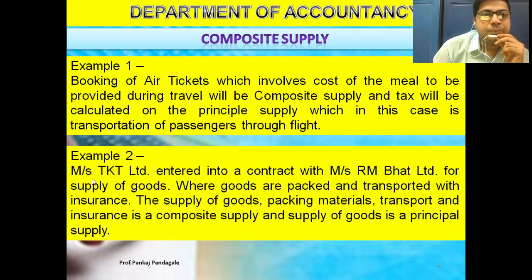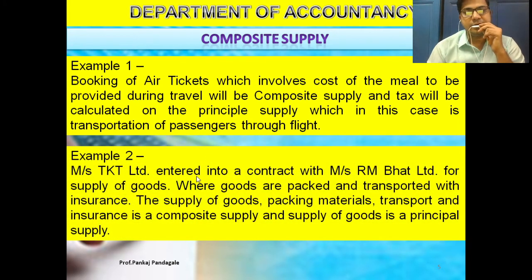Second example: Messrs. TKT Limited entered into a contract with Messrs. RM Bhatt Limited for supply of goods, where goods are packed and transported with insurance. Again, a similar type of example: supply of goods, packing material, transportation and insurance is a composite supply. In that, supply of goods is the principal supply, and packing material, transport and insurance is a secondary or ancillary supply.